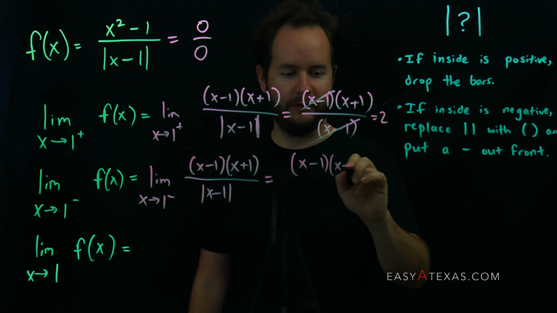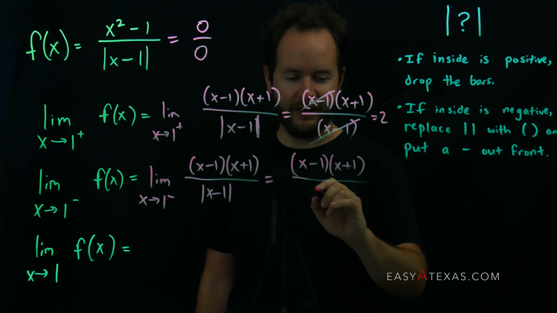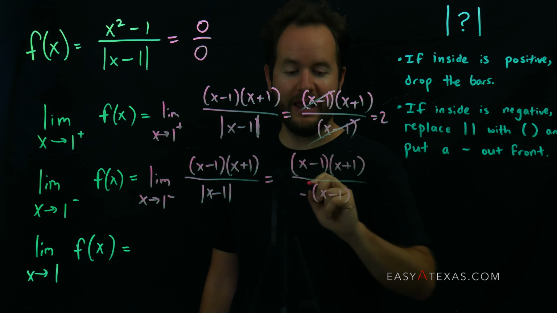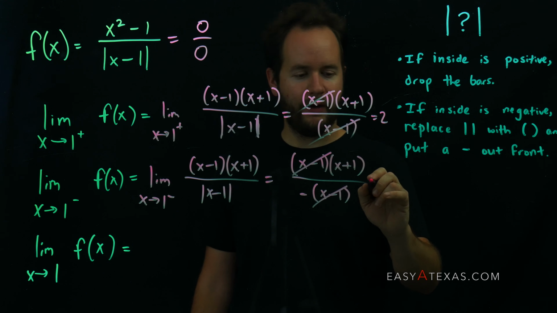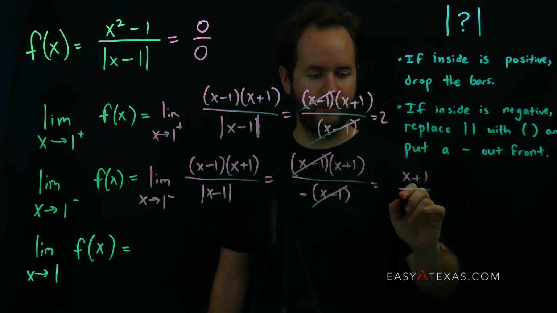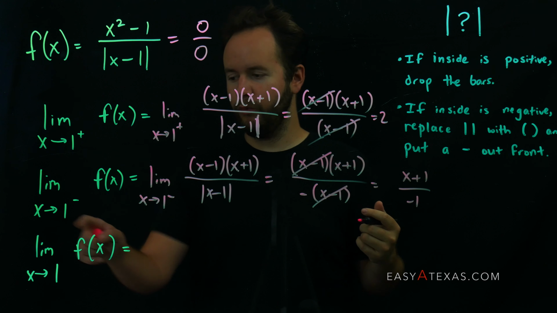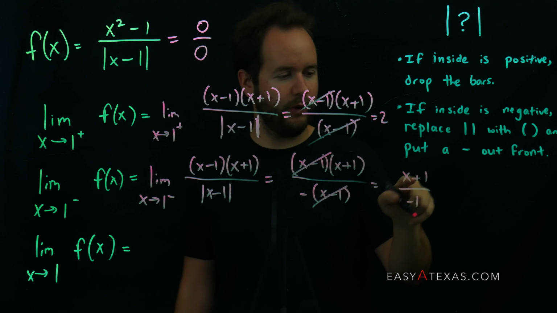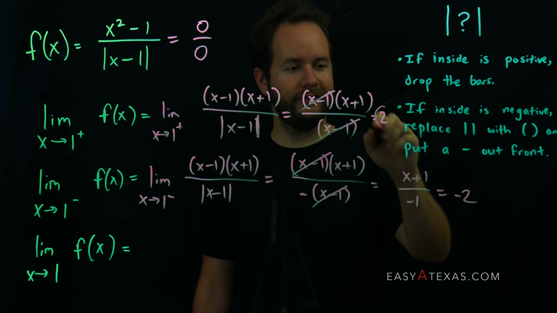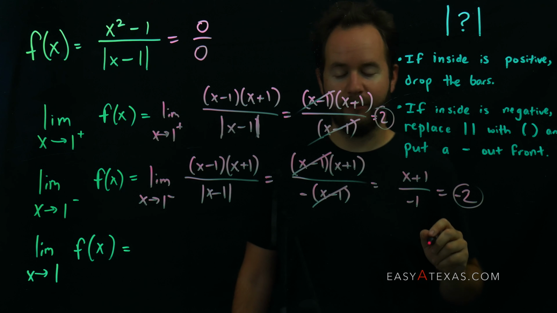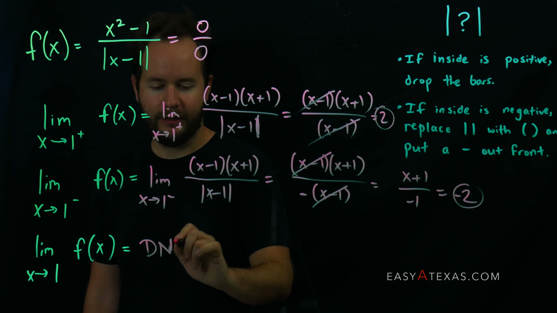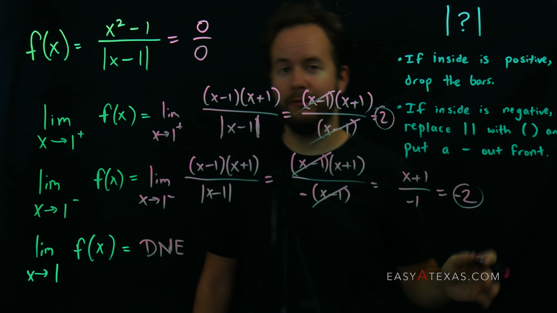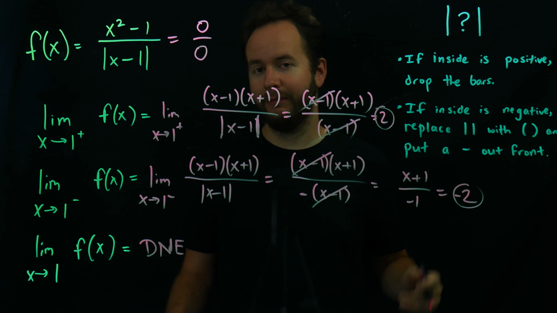x minus 1, x plus 1. Because the inside's negative, we drop the bars and put a negative out in front. The x minus 1s will cancel like they did last time, and now I have x plus 1 over negative 1. And this time when I plug in 1, I get 1 plus 1 is 2, but this time divided by negative 1, giving me negative 2. So the right side limit was 2, the left side limit was negative 2, and therefore the two-sided limit does not exist. When the left-hand limit and the right-hand limit don't agree, we know the overall two-sided limit does not exist.